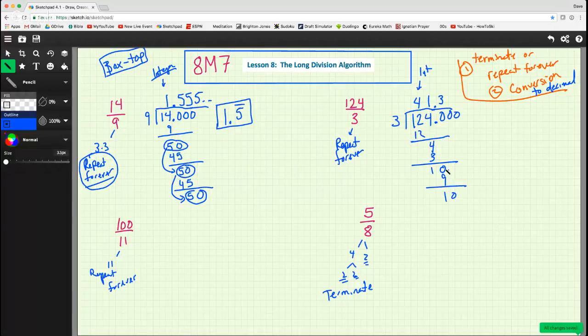Oh, do we see a repeating pattern? Well, I see these two numbers, and so I can expect a repeating pattern on top. And so my answer is 41.3 repeating.